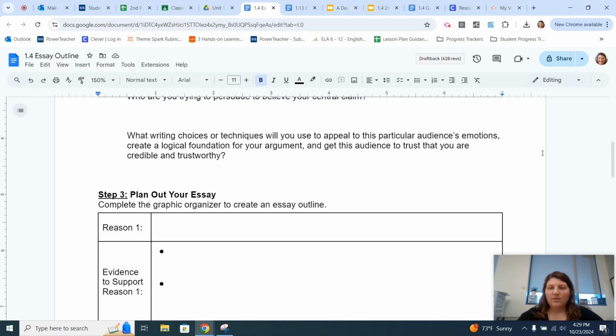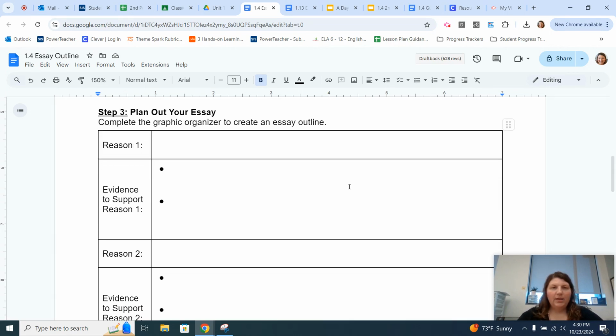So think about the writing techniques on the poster at the back of the classroom. Think about everything that we learned in lessons 1.1, 2, and 3. What types of evidence are you going to be using? And then step 3 is to plan out your essay.